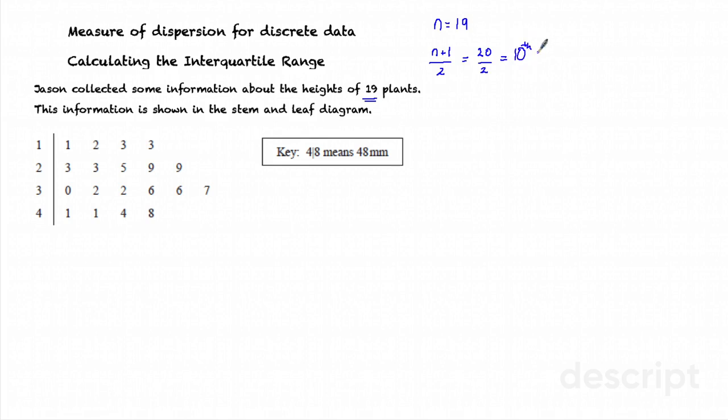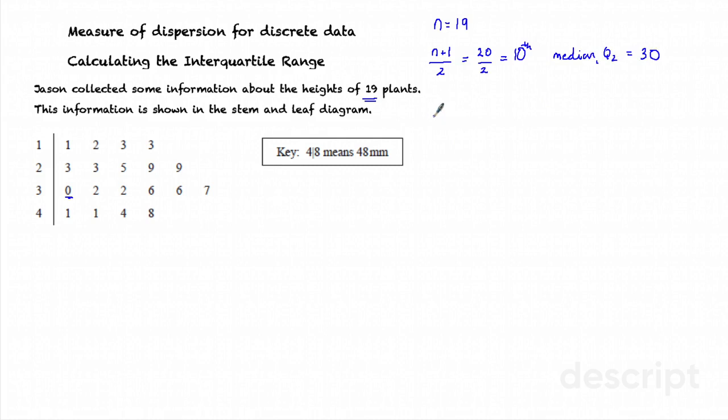So the median here, the 10th value, let me count along, 1, 2, 3, 4, 5, 6, 7, 8, 9, 10. The 10th value here is that 0. Remember, it's not 0, it's 30. So I'll write the median. Now, we've also learnt that that is called Q2, and that value is 30 in this case.